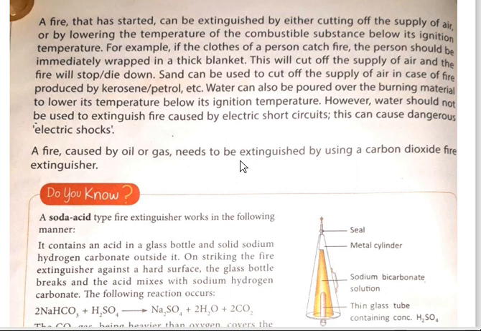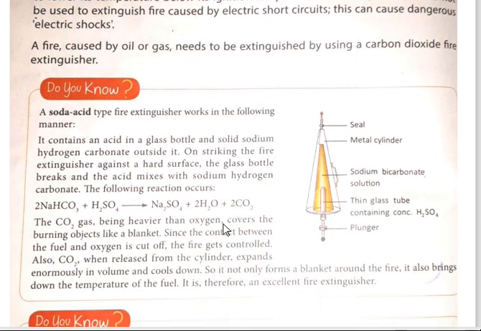One picture is given here, a soda acid fire extinguisher. It is very commonly used in our offices, schools, laboratories and vehicles. It is an instrument used to cut the supply of air or oxygen by putting a layer of carbon dioxide around the burning object, and hence the fire goes off.